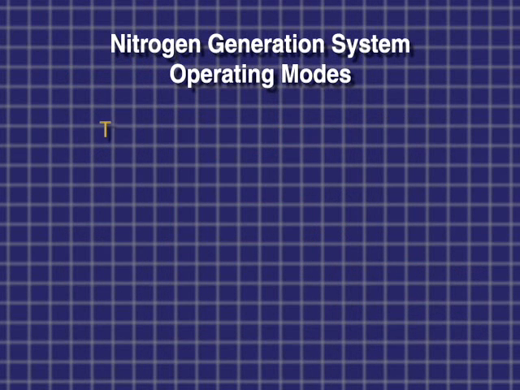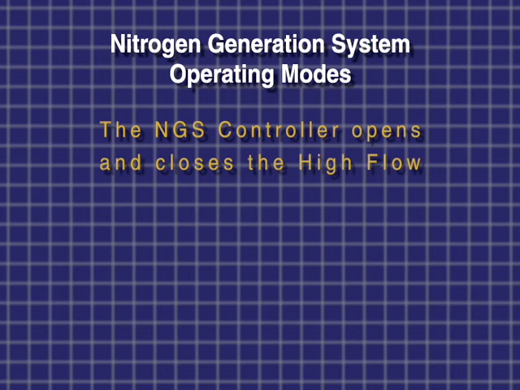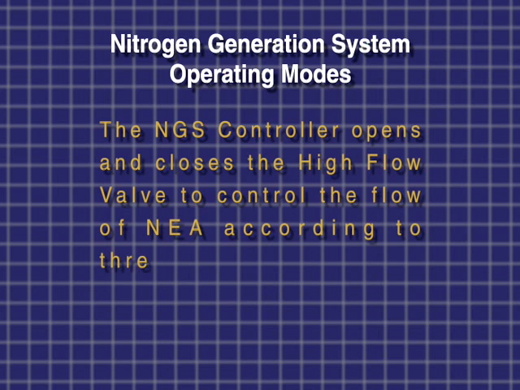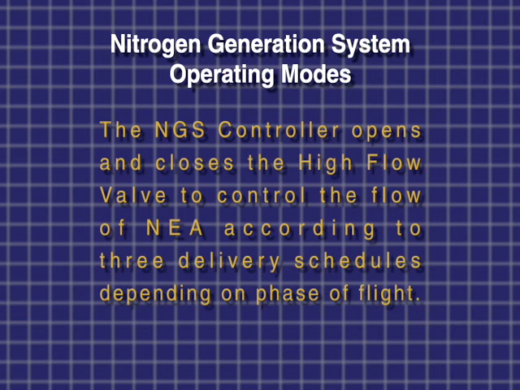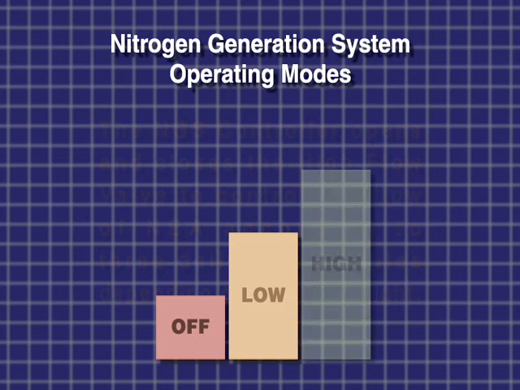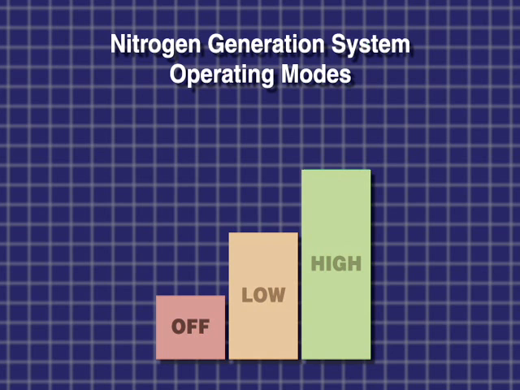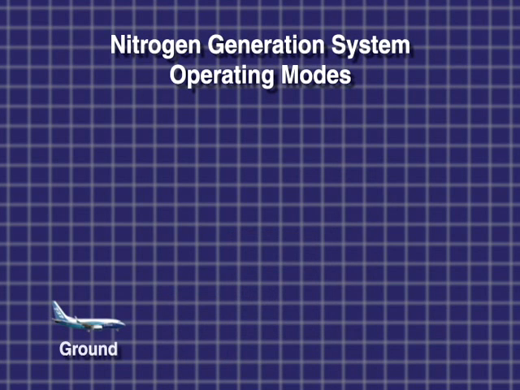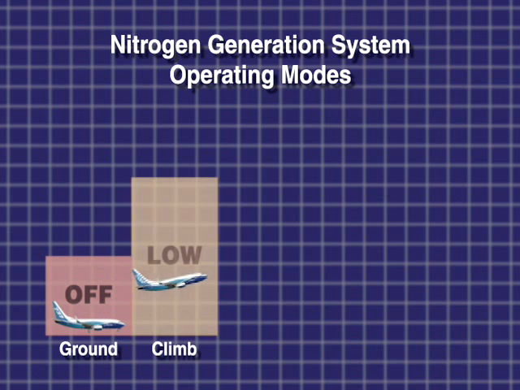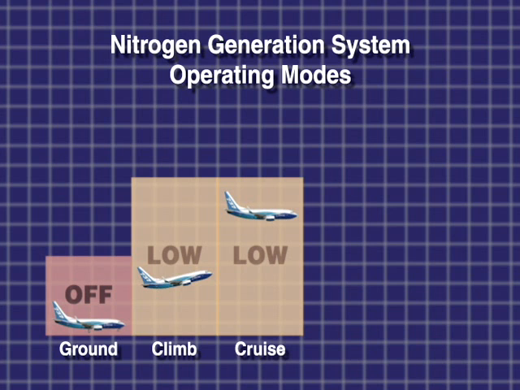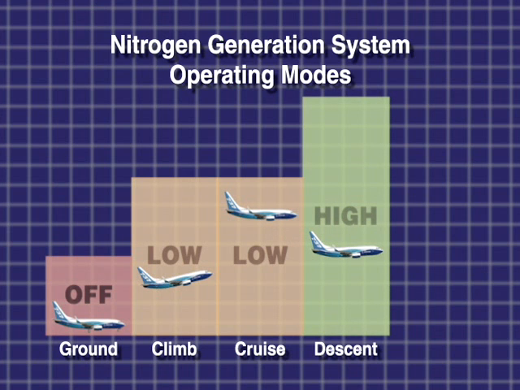The NGS controller opens and closes the high flow valve to control the flow of NEA according to 3 delivery schedules, depending on the phase of flight: off, low, or high. On the ground prior to flight, the NGS is off. During normal operations for climb and cruise, the delivery schedule is low. For descent, the schedule is high.